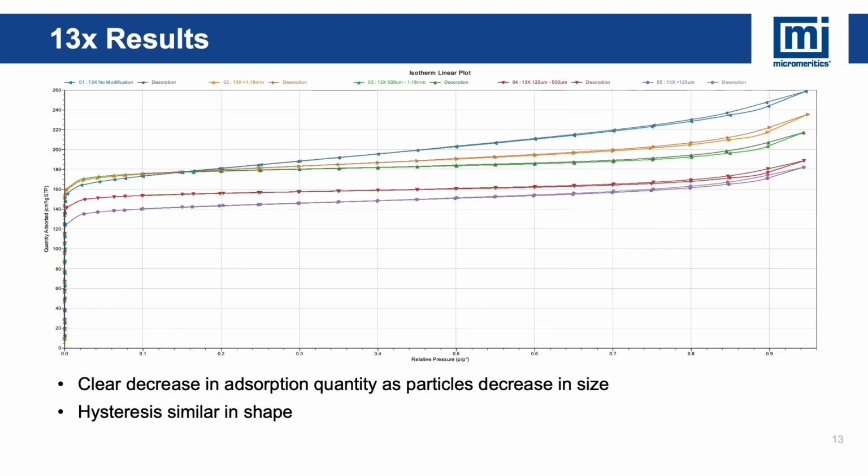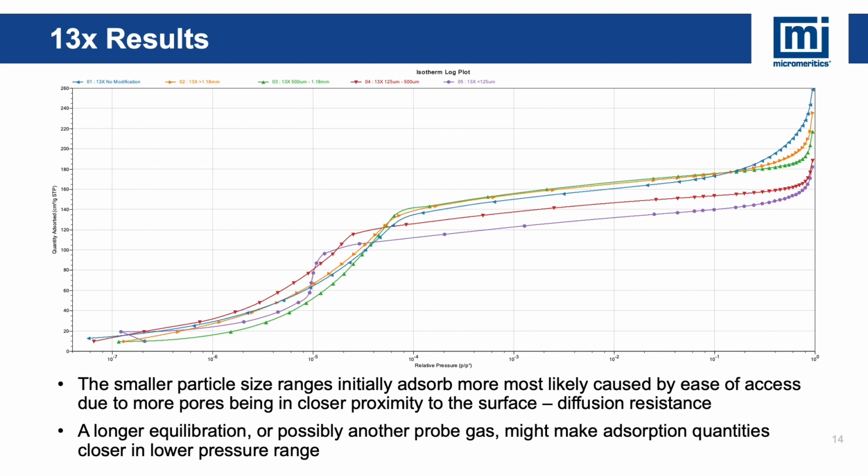The linear isotherm shows the mesoporous region, and there is a clear decrease in porosity as the sample is ground. The surface area and pore volume results are impacted by this decrease. The logarithmic plot shows the micropore region. The trend shows adsorption quantity decreases as the particle size range decreases.